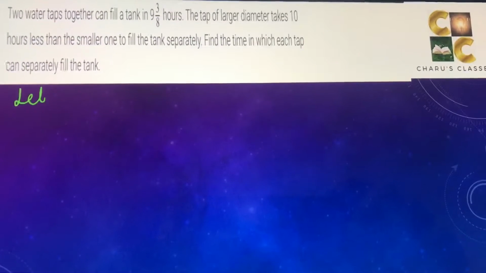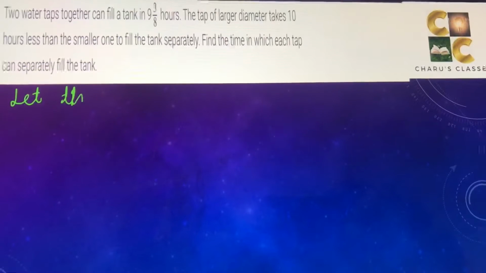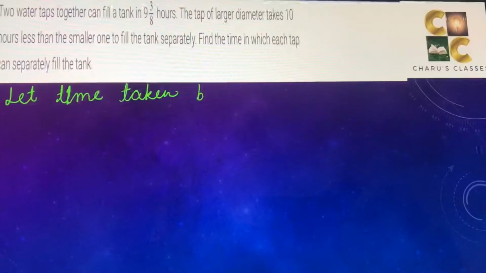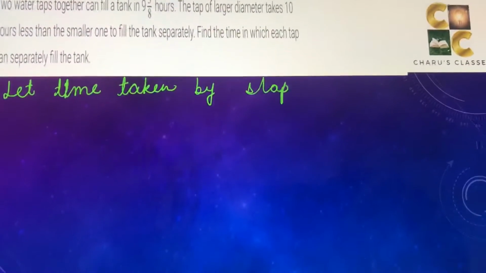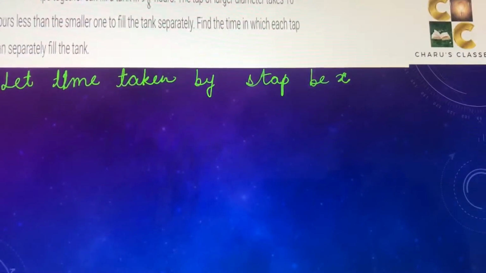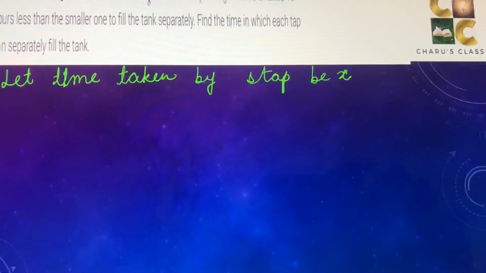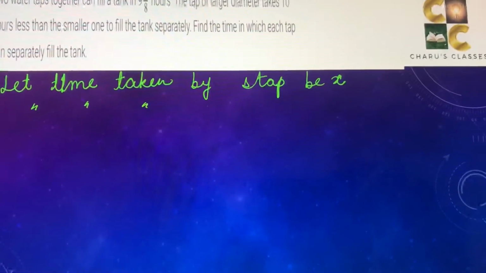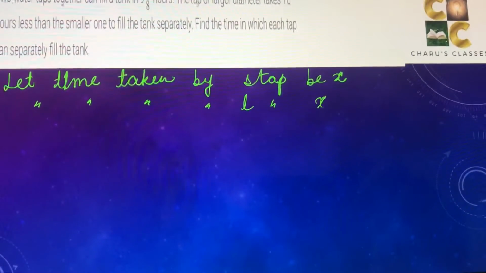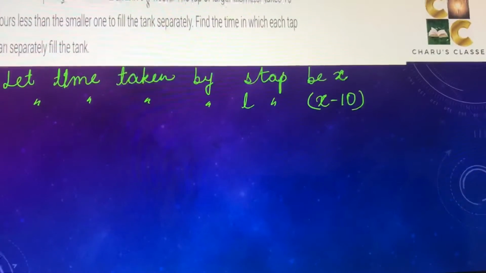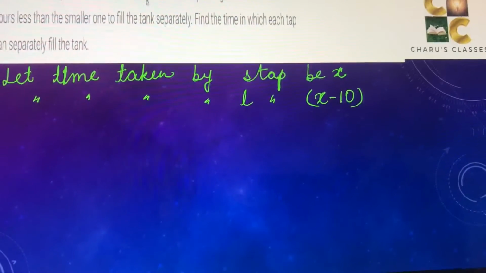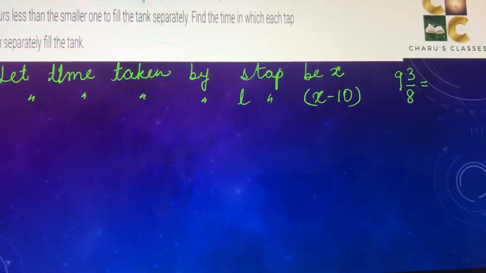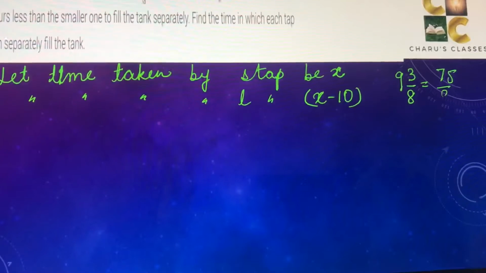Now in this, let the time taken by smaller tap be x. Since the time taken by the larger tap is 10 hours less, so we can say that the time taken by the larger tap is x minus 10 hours. The total time taken by both of them together is 9 3/8 hours. That means this is equal to 75/8 hours.